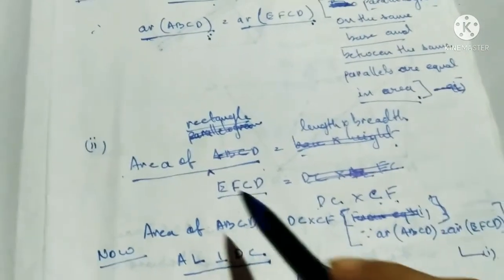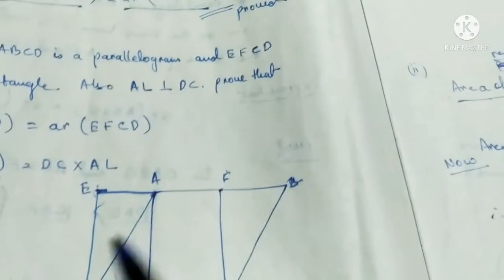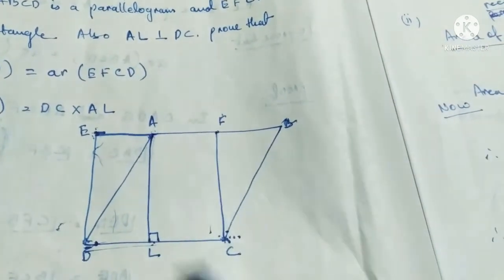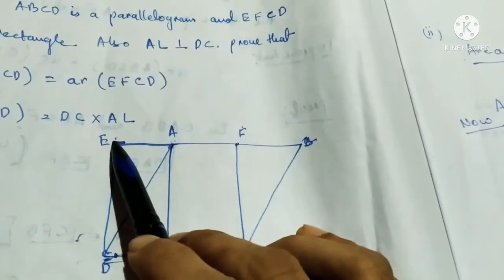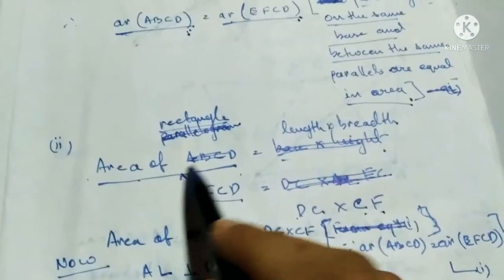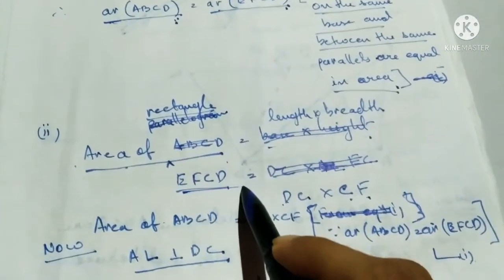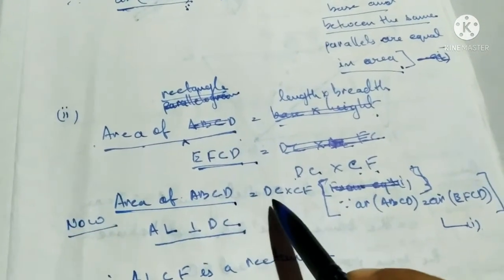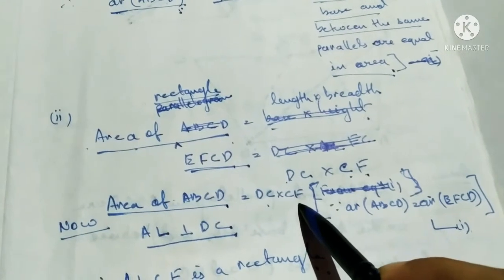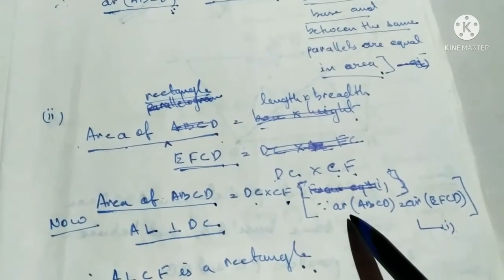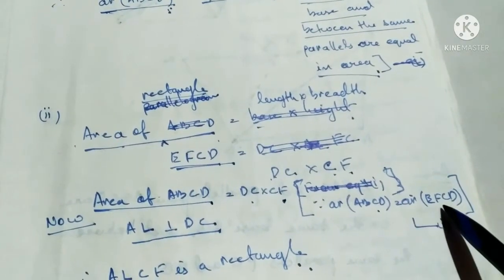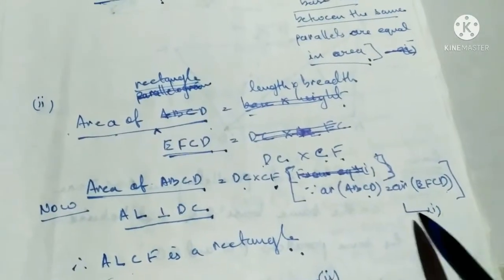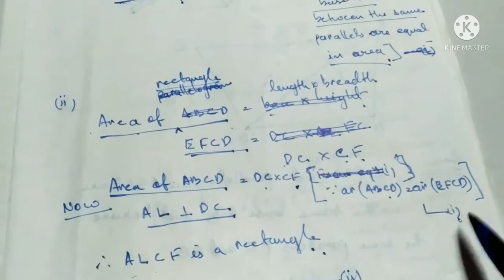Finished? Now, I have already proved that the area of this rectangle is equal to the area of this parallelogram. So instead of writing area of rectangle EFCD, I can write area of ABCD is equal to DC into CF, since area of ABCD is equal to area of EFCD, which we have already proved here. And this one I will call equation 1.